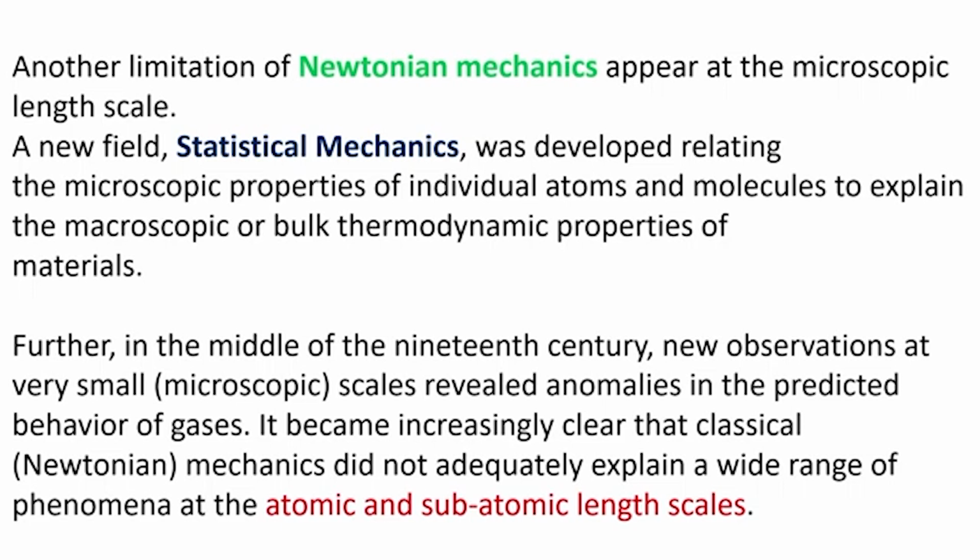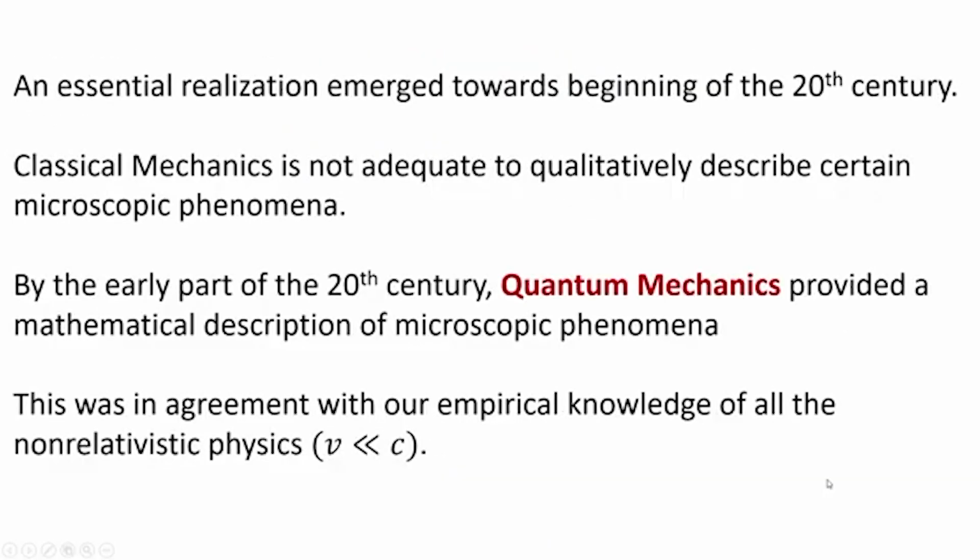This was one aspect, but there is another aspect which was even more important. In the middle of the 19th century, new observations at very small, microscopic length scales revealed anomalies in the predicted behavior of gases, and it became increasingly clear that the classical or Newtonian mechanics that we are familiar with did not adequately explain a wide range of phenomena at the atomic and subatomic length scales.